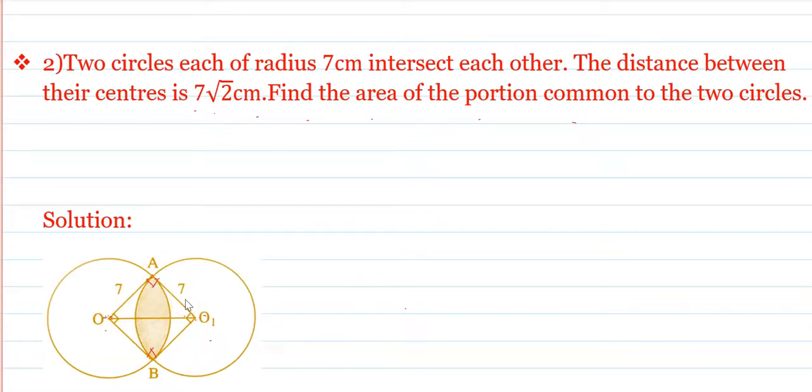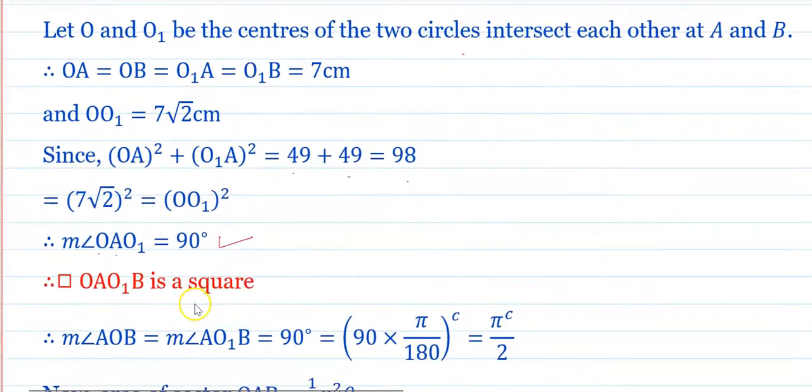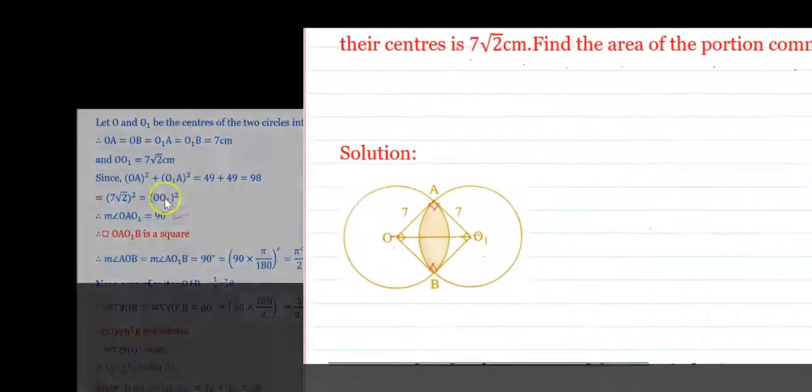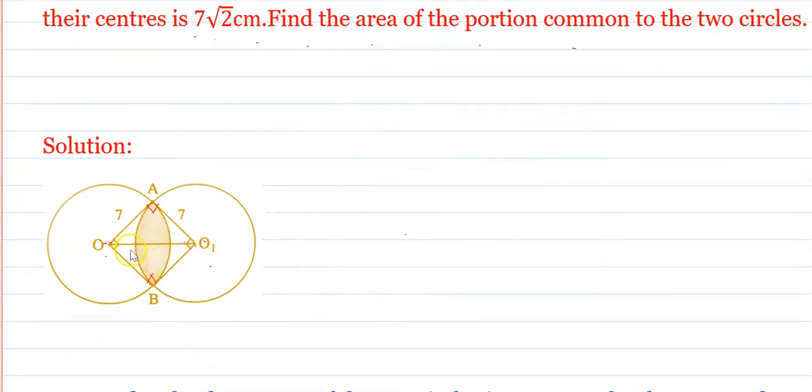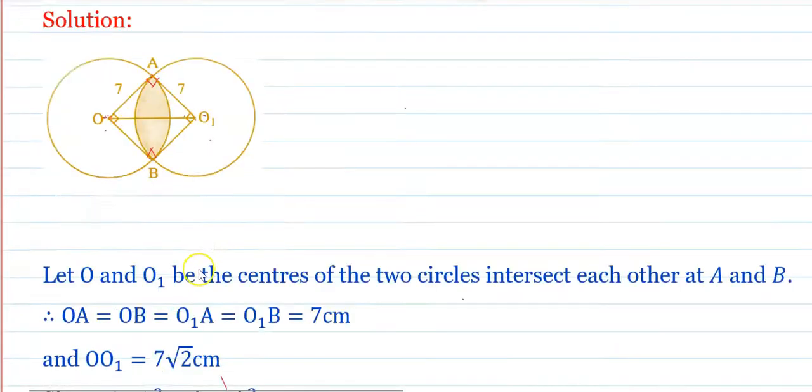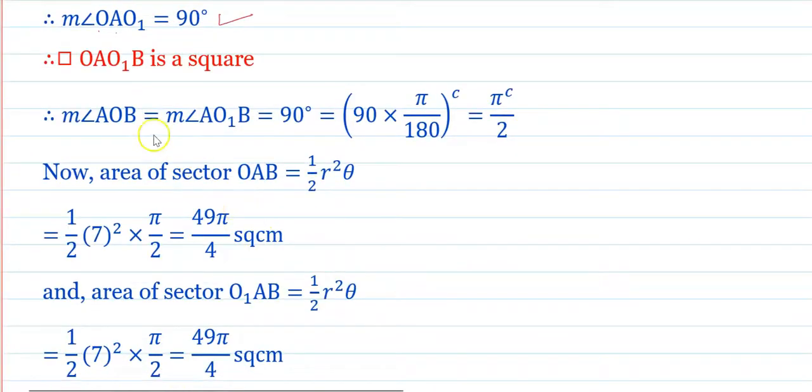OAA1 is 90 degrees, and similarly the measure of angle B is also 90 degrees, and hence OAO1B is a square. Okay. Now the measure of angle AOB is equal to 90 degrees, and the measure of angle AO1B is also 90 degrees. We'll convert this degree to radian, that is 90 into pi upon 180 is equal to pi by 2 radian.